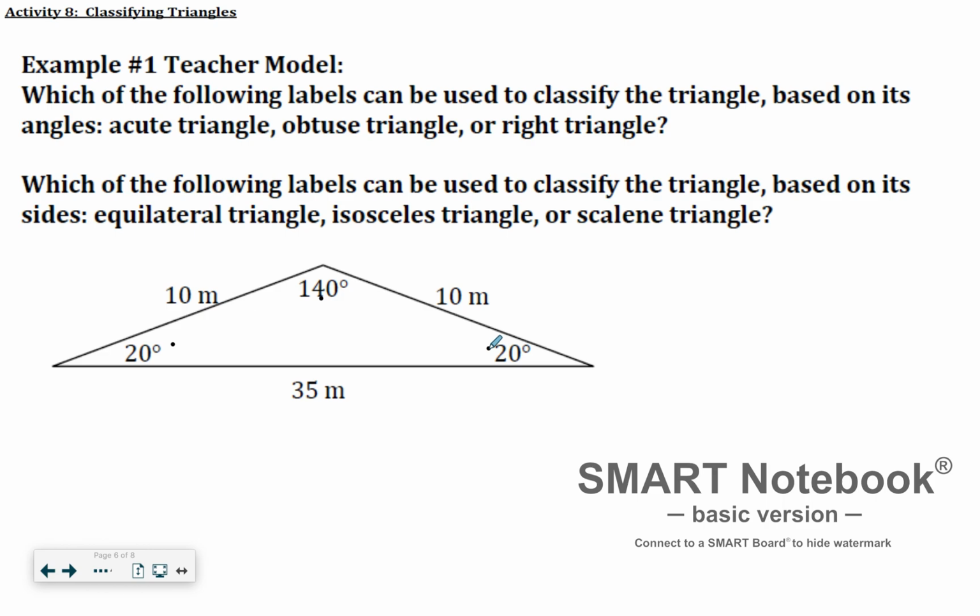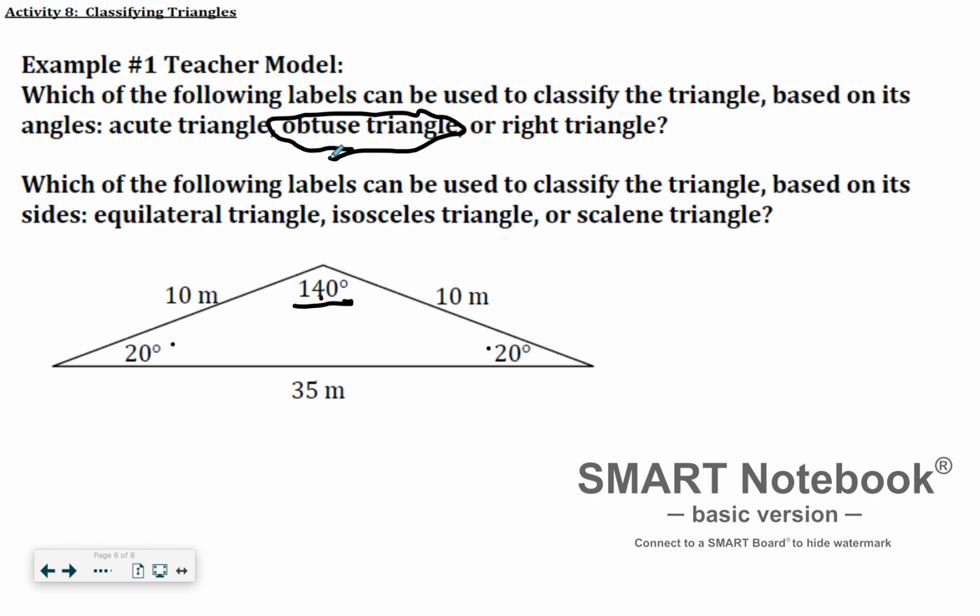In the triangle we have been given, the angle measurements are labeled 20 degrees, 140 degrees, and 20 degrees. Right away, I know that this is not a right triangle because there is not a 90-degree angle. There is, however, an obtuse angle of 140 degrees. Therefore, this is an obtuse triangle. So I'm going to circle that for the first part. And all I did was look at the angle measurements.